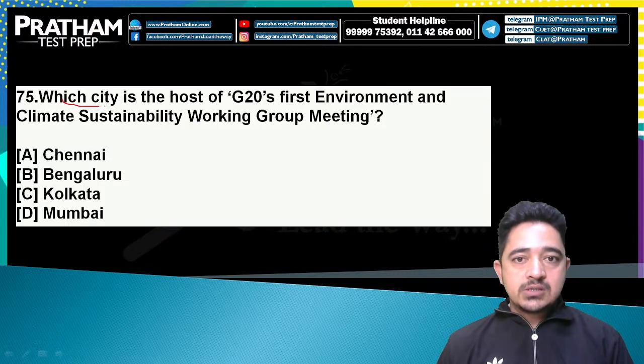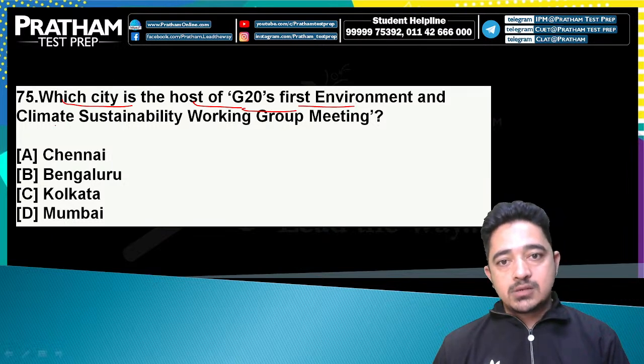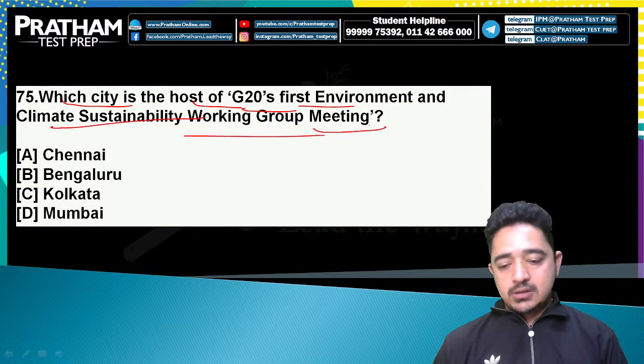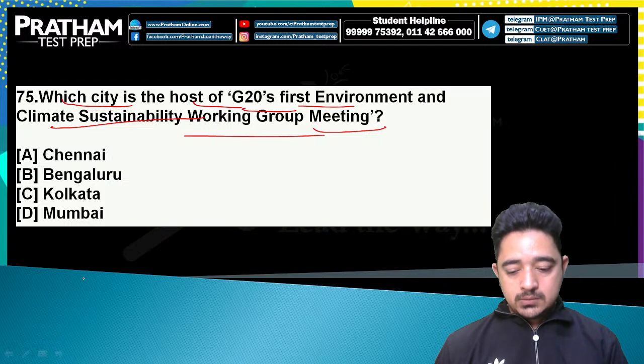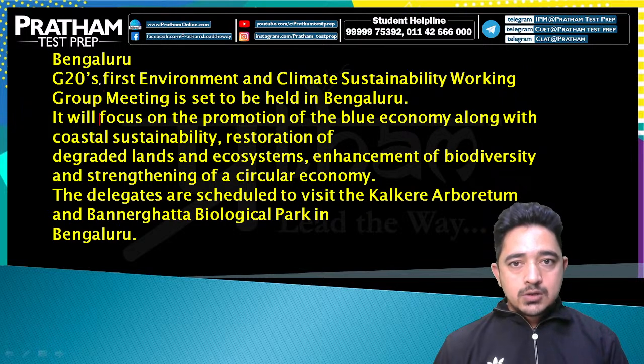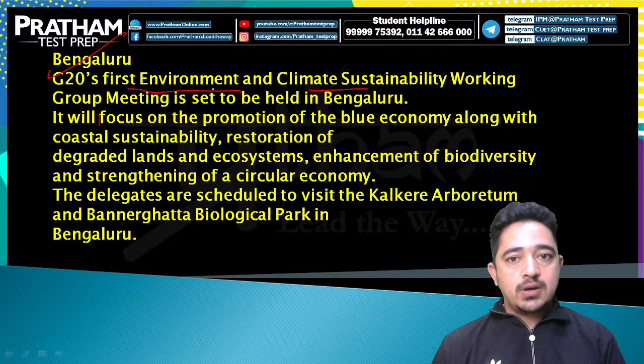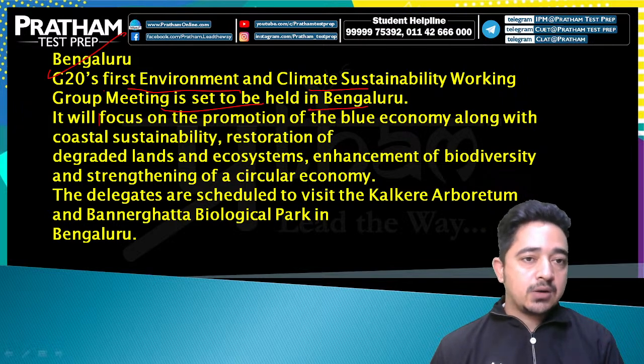And which city is the host of the G20 first environment and climate sustainability working group meeting? This is the last question of today's MCQs. So Bangalore is the right answer. G20 first environment and climate sustainability working group meeting is said to be held in Bangalore.